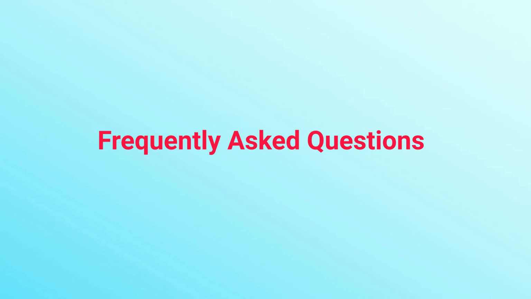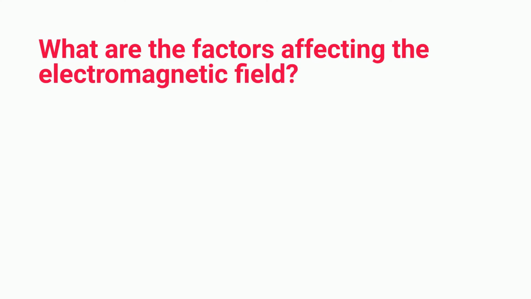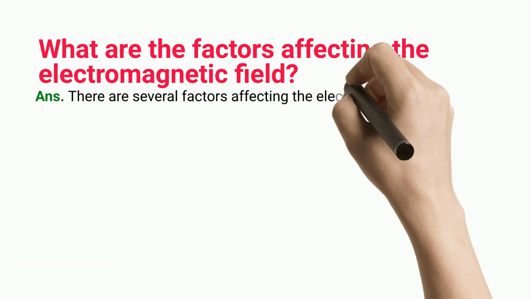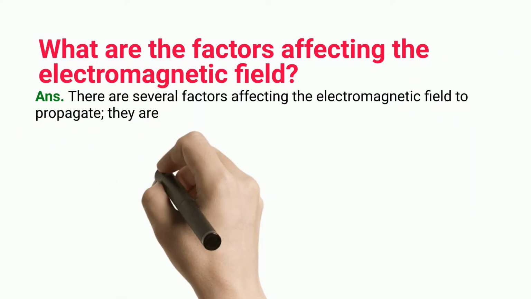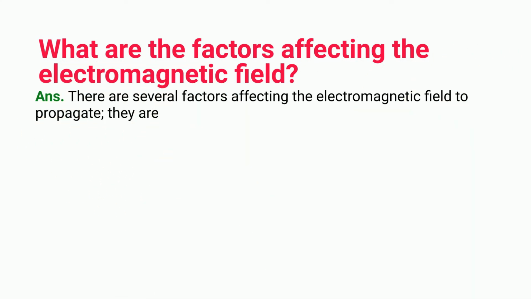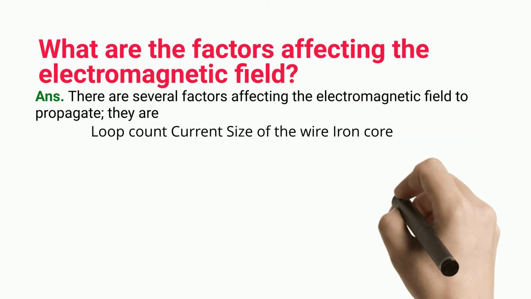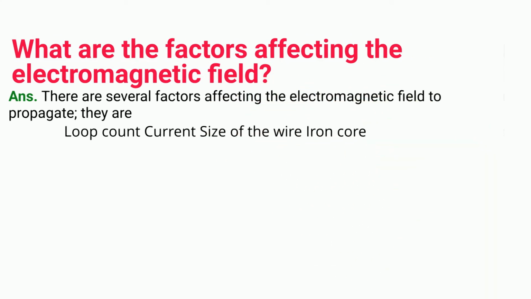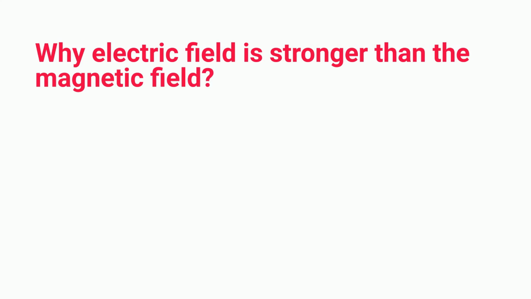Frequently asked questions. What are the factors affecting the electromagnetic field? There are several factors affecting the electromagnetic field to propagate. They are: loop count, current, size of the wire, and iron core. Why is the electric field stronger than the magnetic field?